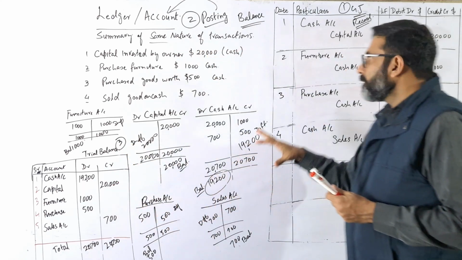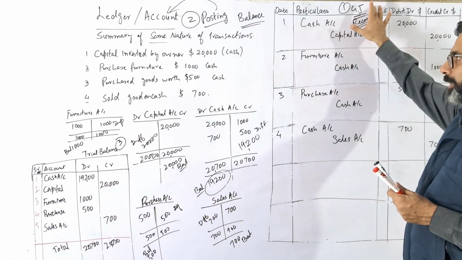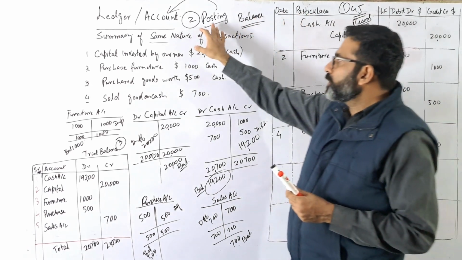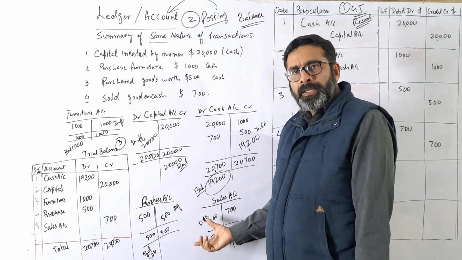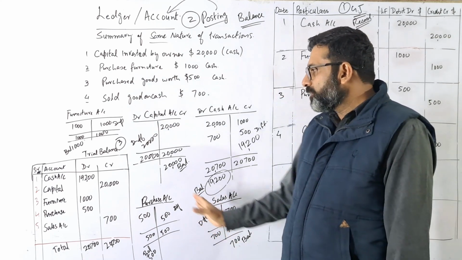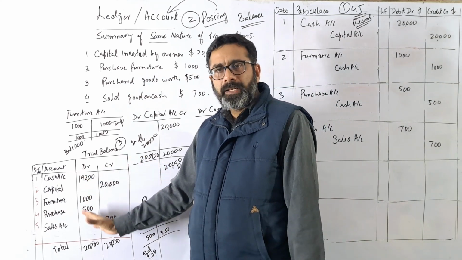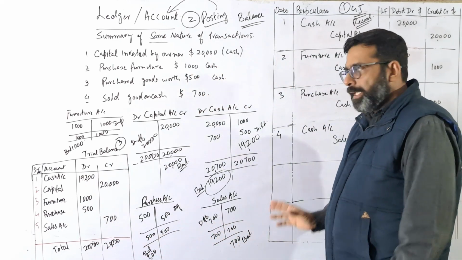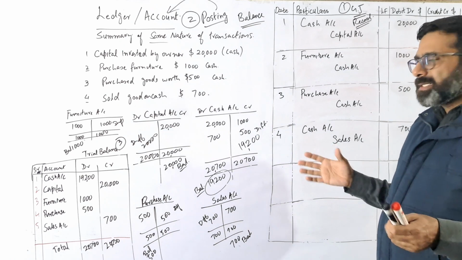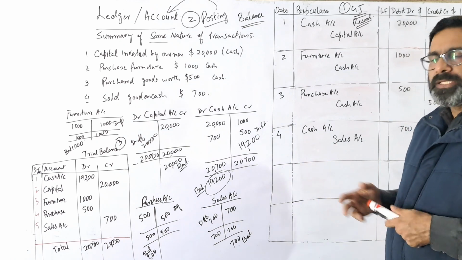So we can say the trial balance is the third step in accounting. The first step was recording in the journal. The second step was posting into the accounts. From that we prepared the balances, and from those balances we prepared a trial balance. So here we have debit and credit, and both are equal. There may be some additional things as well.